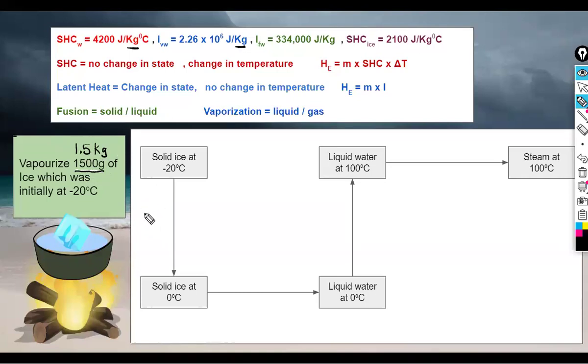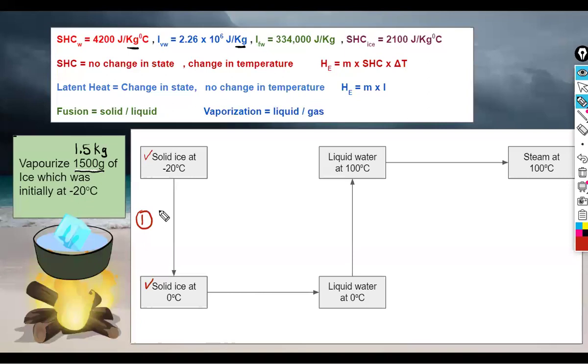For step one, I'll label it too, and I'll try to color code it. Let me stick to that. Everything in red will be specific heat capacity, meaning that there's no change in state. For the first part, it starts off at solid ice at minus 20 degrees, and it just warms up to still ice, which is still a solid, at 0 degrees Celsius. Remember, before ice can melt, it has to reach solid ice at 0 degrees Celsius, and only then it can actually change to liquid water.